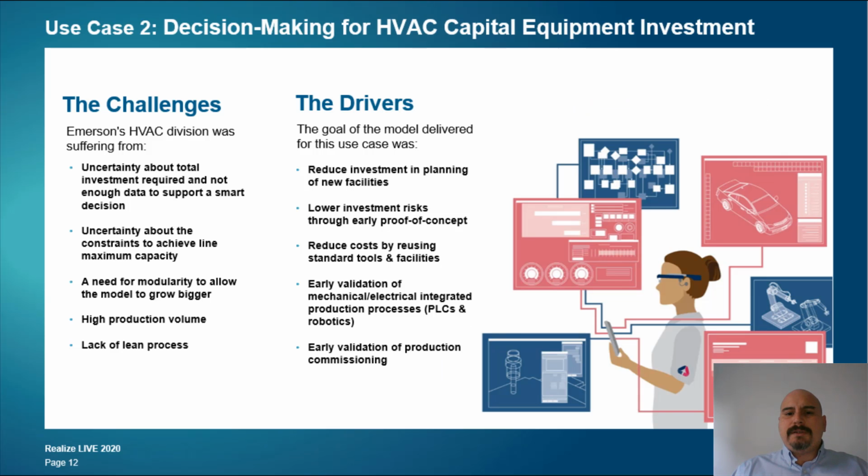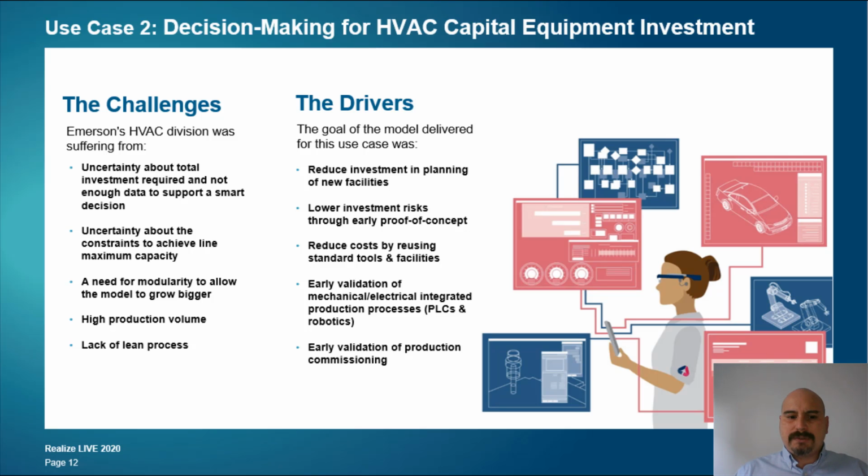The second project is way more straightforward. This is a line that builds a small compressor that goes into an air conditioner, and they weren't sure about what was the total investment they needed to have in there. So they really wanted to make a smart decision. They really wanted to make the best investment but they weren't certain if they were doing that or not. So this was a twin line. So they were making a line from one that has already been built, and they weren't completely happy with what they did before.